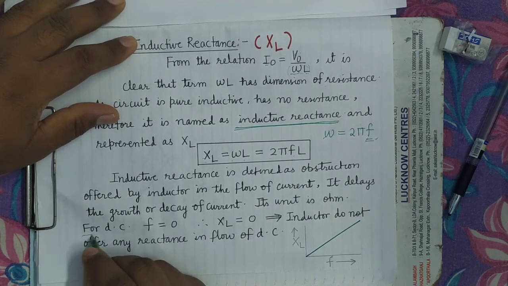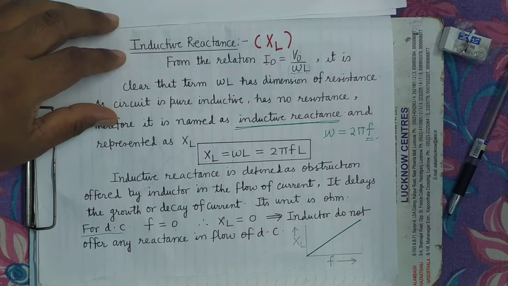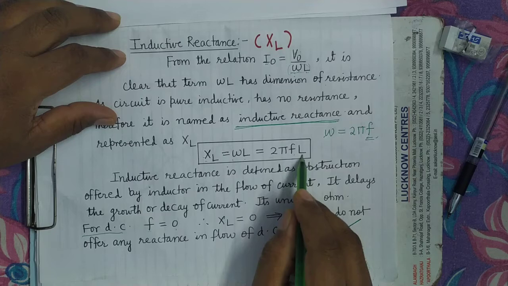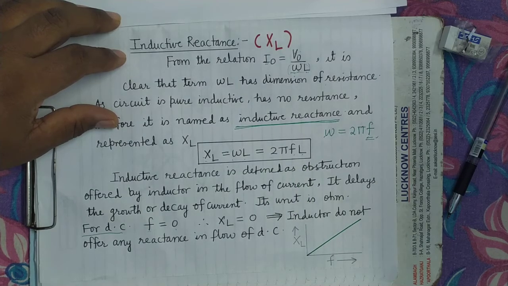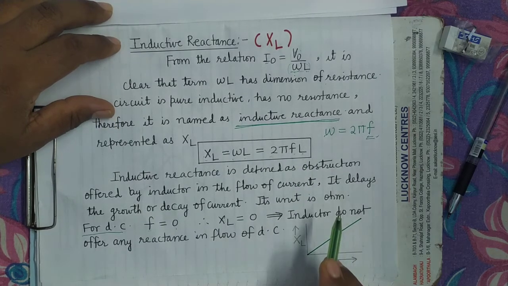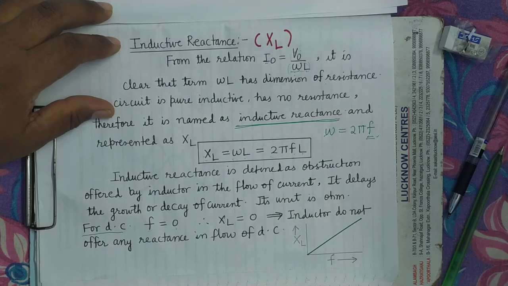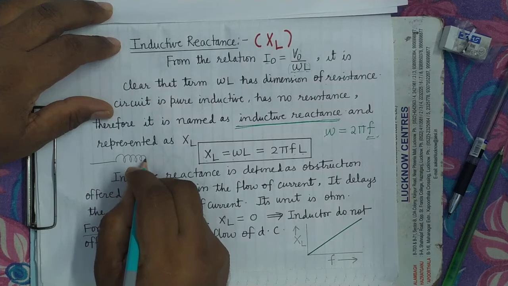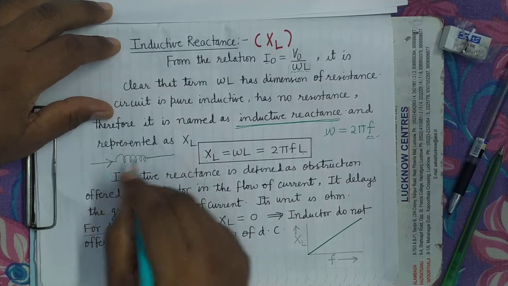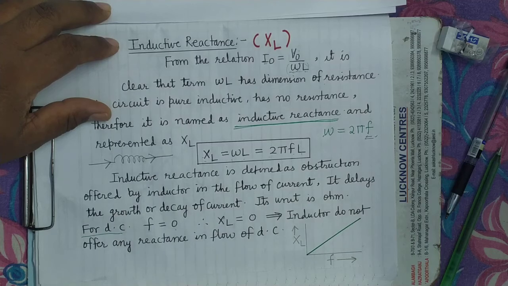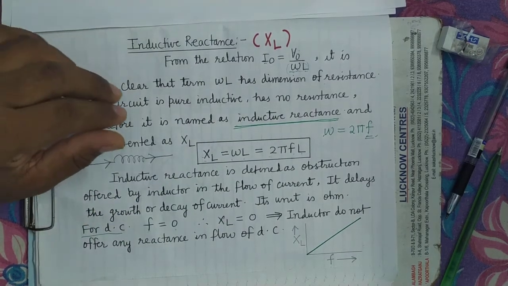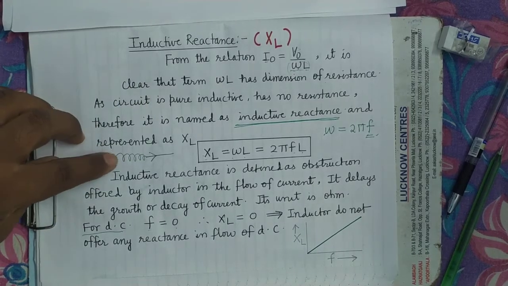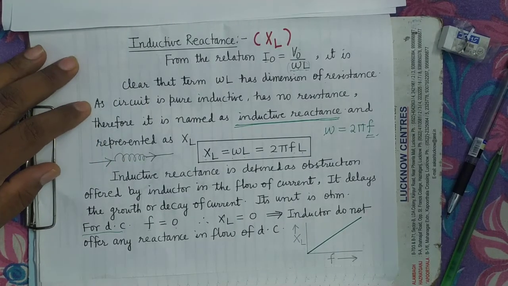Now for DC, frequency equals 0. And when frequency is 0, XL will become 0. Therefore, an inductor does not offer any obstruction in the flow of DC. If this is the inductor, if DC is allowed to pass through it, DC passes very easily through it. An inductor does not offer any obstruction in the flow of DC, but it offers obstruction in the flow of AC.